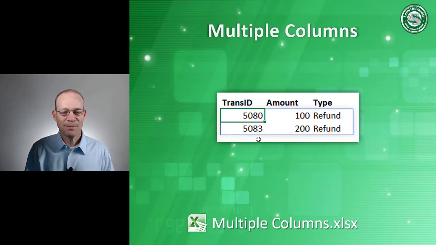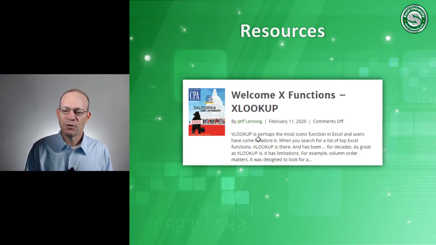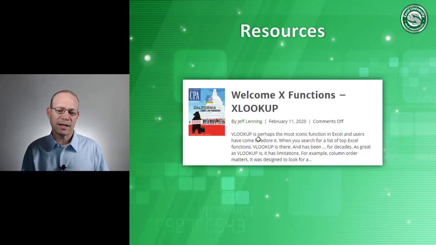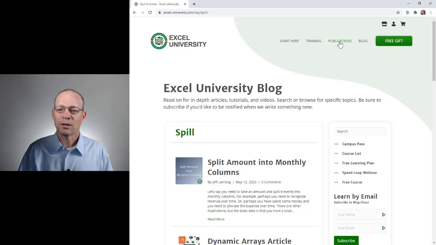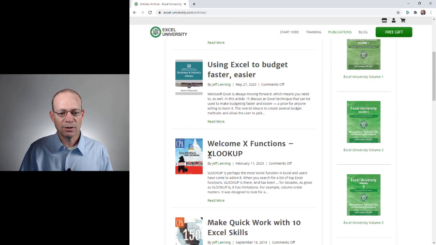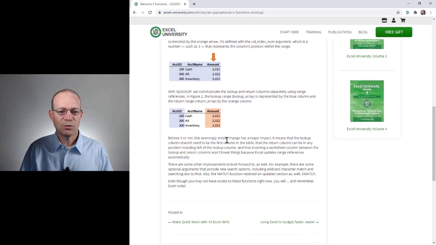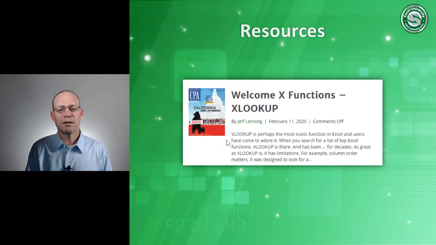Let's go back to here, and I want to take you to an article that talks about XLOOKUP. So if you are on a version of Excel that has XLOOKUP, but you just haven't had a chance to check it out, just head back to the Excel University website, click Publications, and look for this article here, click it, and this is going to be a big tutorial on how to use XLOOKUP, how the function arguments work, and all of that stuff. So feel free to check that out if that will be helpful.